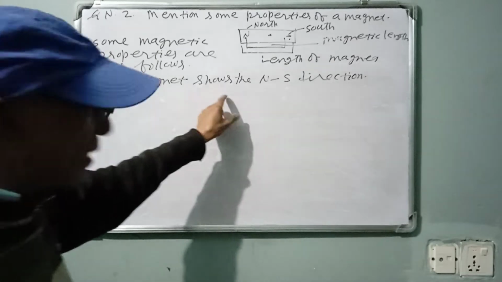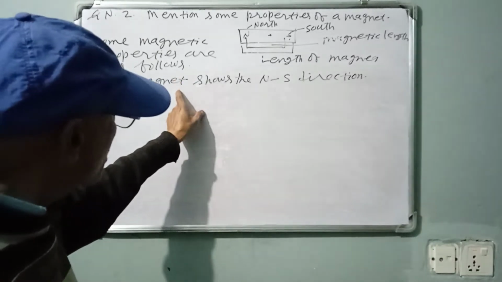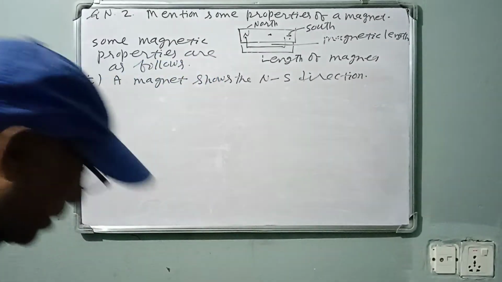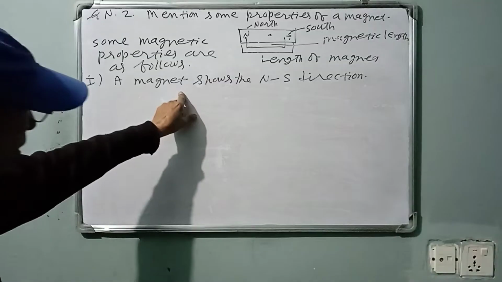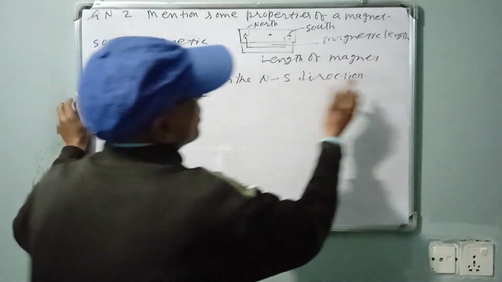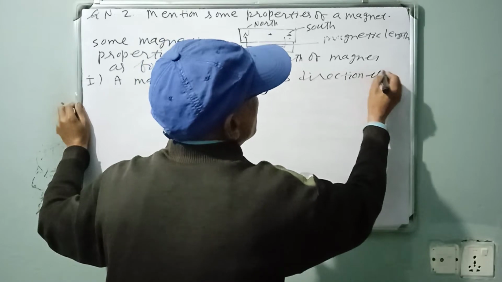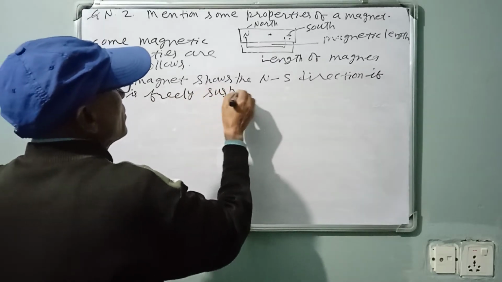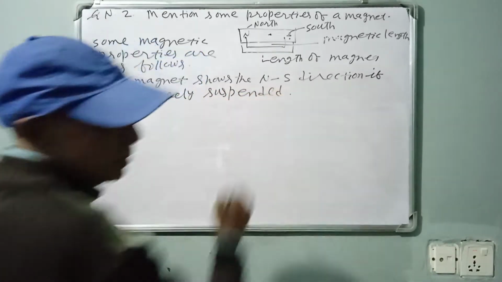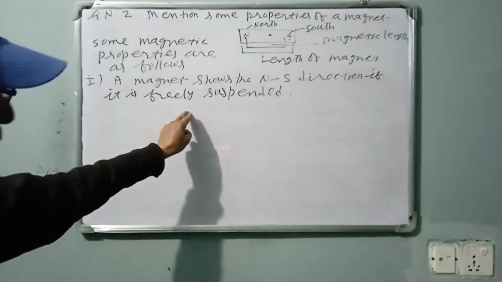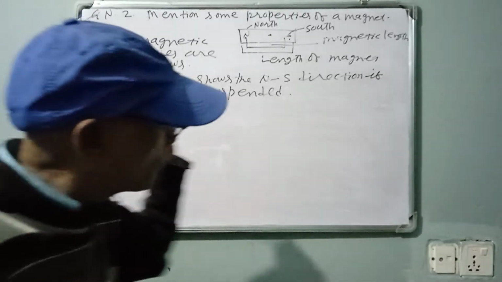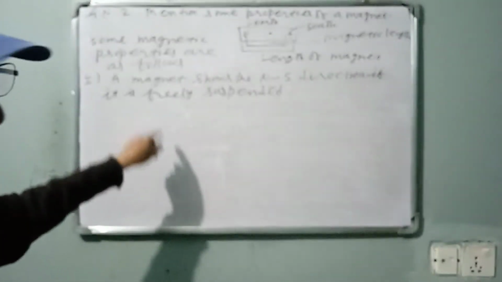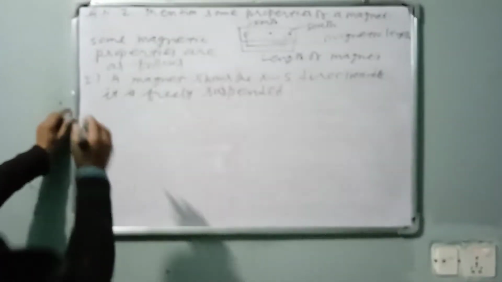A magnet here means a freely suspended magnet. It is better to write: a magnet shows north-south direction if it is freely suspended. If it is freely suspended, it means there should not be any magnetic bodies near it in the magnetic field.